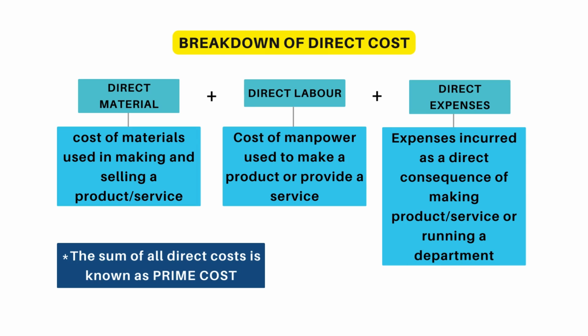Breakdown of direct cost. Direct material is the cost of materials used in making and selling a product or service, plus direct labor. This is the cost of manpower used to make a product or providing a service, plus direct expenses. Expenses incurred as a direct consequence of making product or service or running a department. Note that the sum of all direct costs is also known as the prime cost.